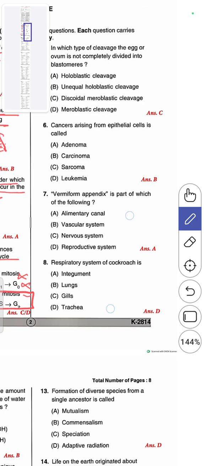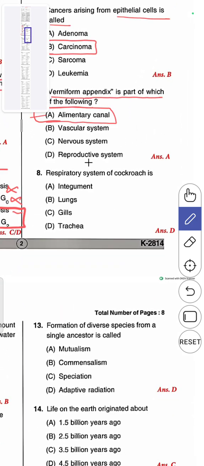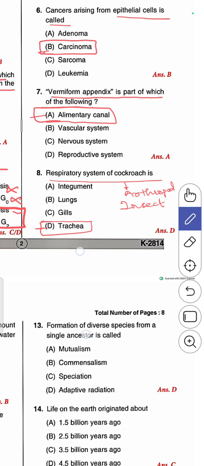Then eighth one: respiratory system of cockroaches. Cockroach is an arthropod, an insect. So in this one, we will come across the respiratory system, that is the tracheal system, that is trachea. So D is the right answer.